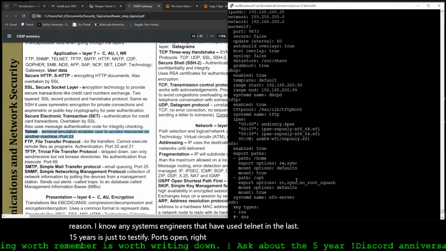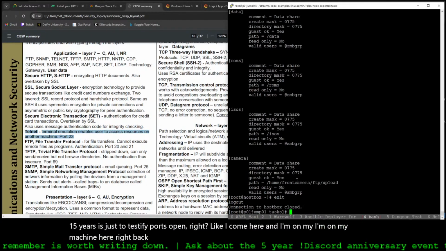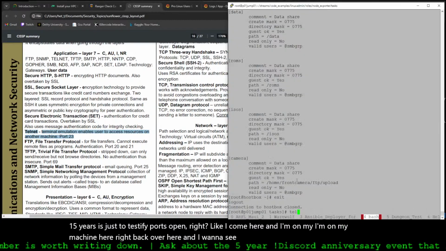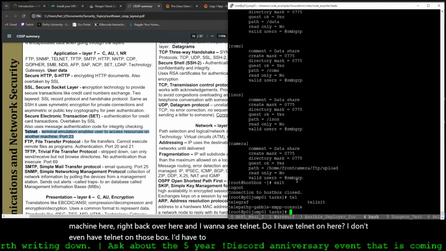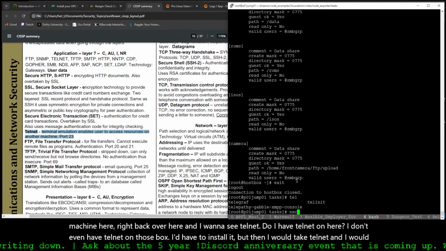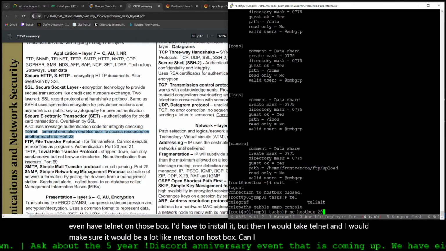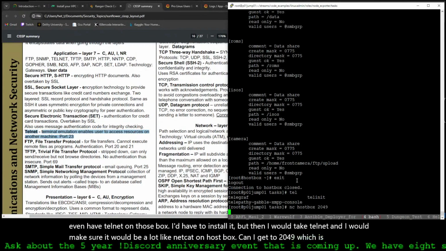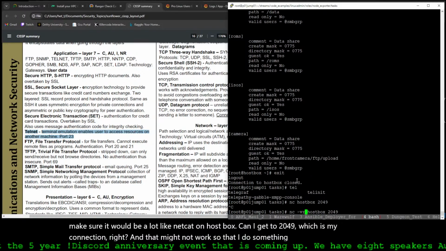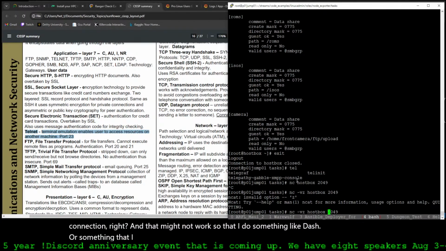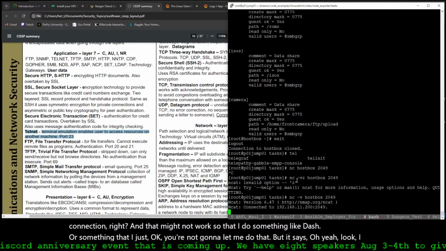Like I come here and I'm on my machine, right? Back over here, and I want to use Telnet. Do I have Telnet on here? I don't even have Telnet on this box. I'd have to install it. But then I would use it a lot like Netcat. On Hostbox, can I get to 2049, which is my connection, right? And that might not work, so then I do something like -vz or something, oh, whoops. Okay, you're not going to let me do that. But it says, oh yeah, look, I connected on that port.